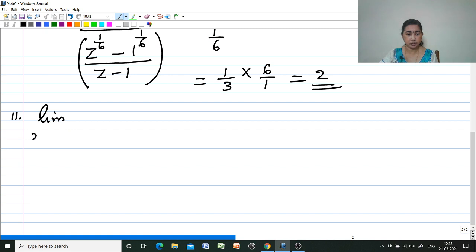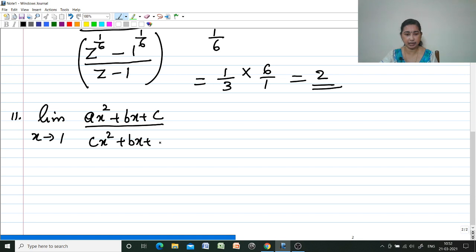Limit x tends to 1, (ax² + bx + c) divided by (cx² + bx + a), where a + b + c is not equal to 0. Here we can directly substitute the value and check what happens.